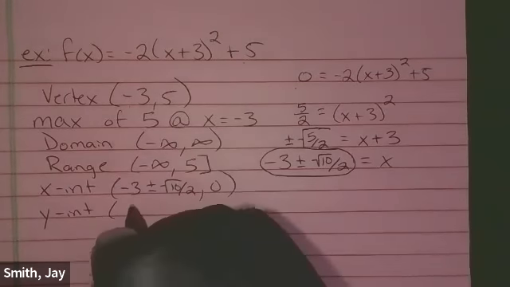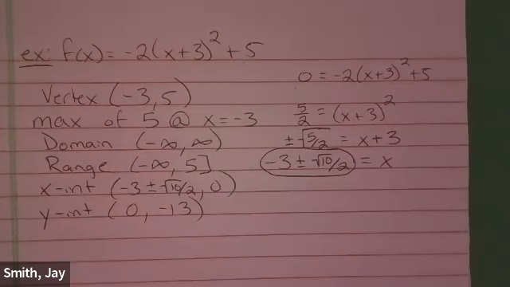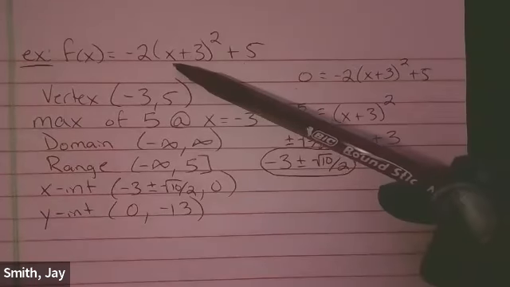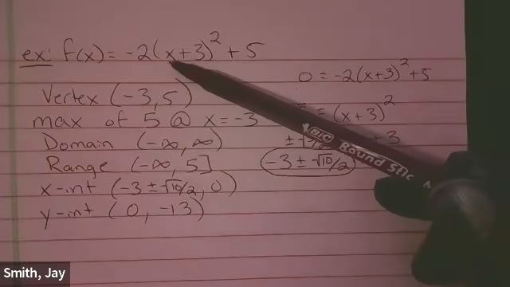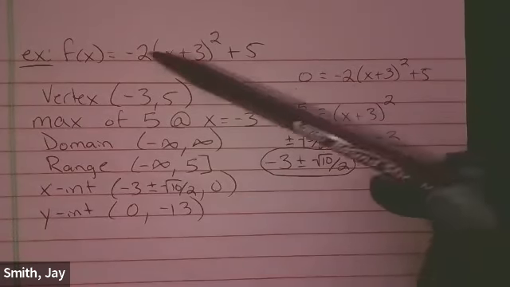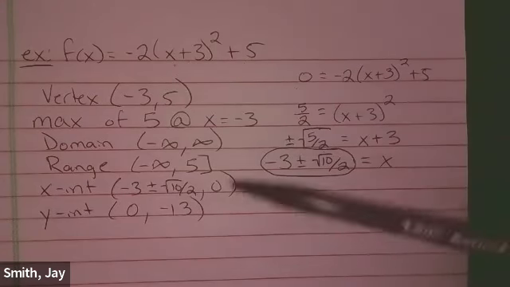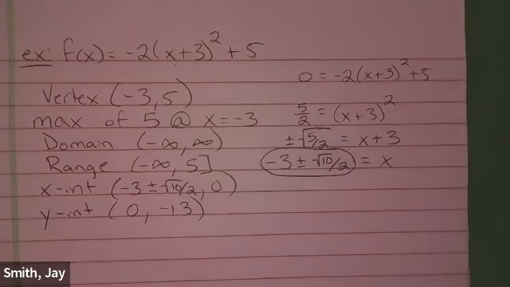For my y-intercept, we have the ordered pair 0, negative 13. Now, the way that we got that negative 13 for our y-intercept, remember y-intercept implies that x is 0. If we go back and plug in 0 into our original problem, we have 0 plus 3, or 3 squared, which is 9. 9 times negative 2 gives me negative 18. Negative 18 plus 5 gives me that negative 13.